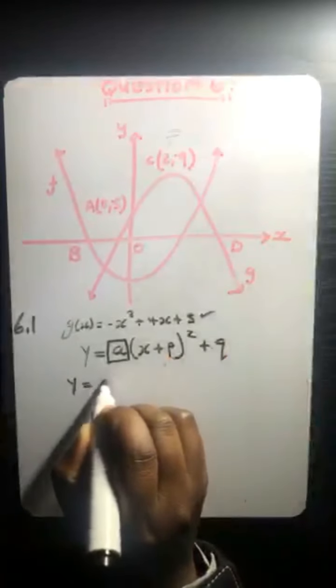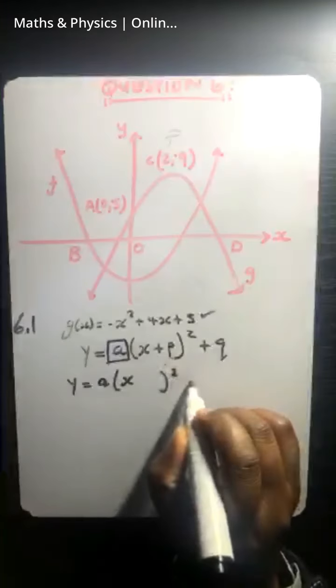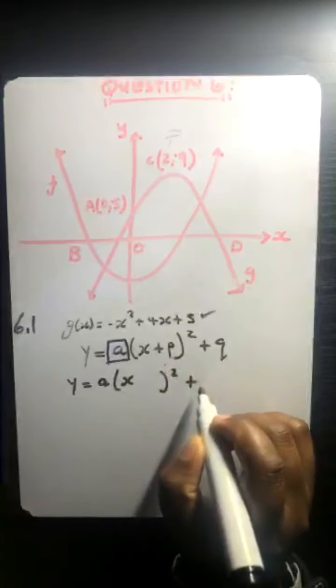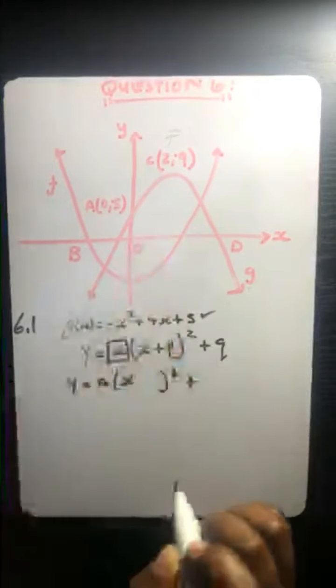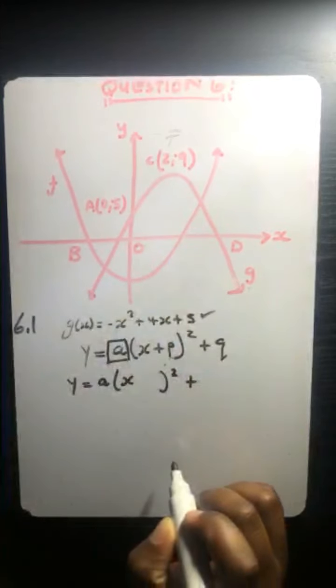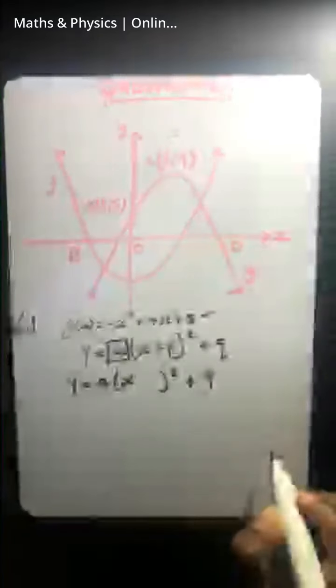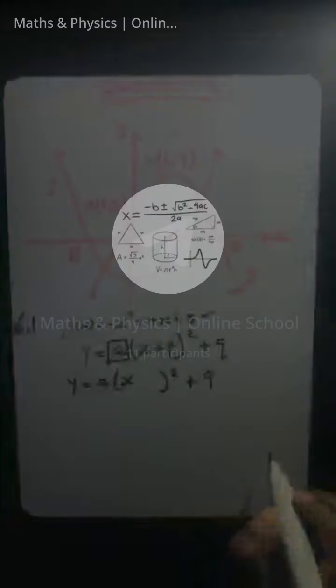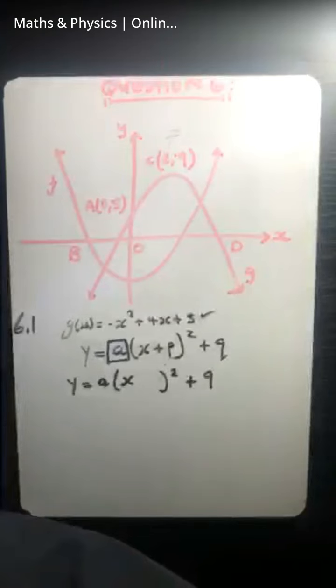Okay, Y is equal to A into X plus. What is the X value of our turning point? The X value is 2 and the Y value is 9. This is what I wanted to ask. Do I substitute negative 2 in there, or do I substitute plus 2? Can someone tell me what I am substituting in there?